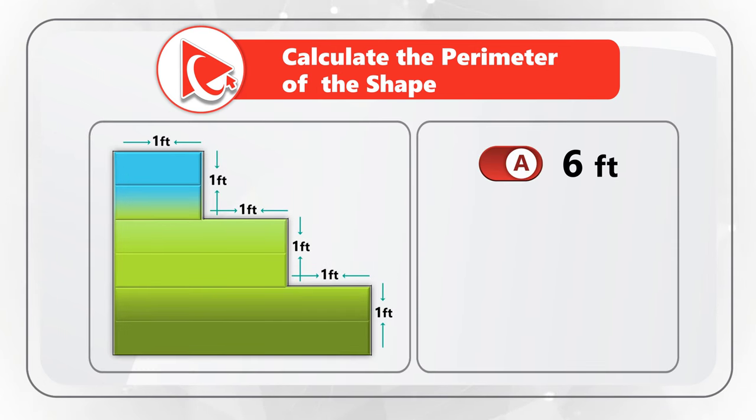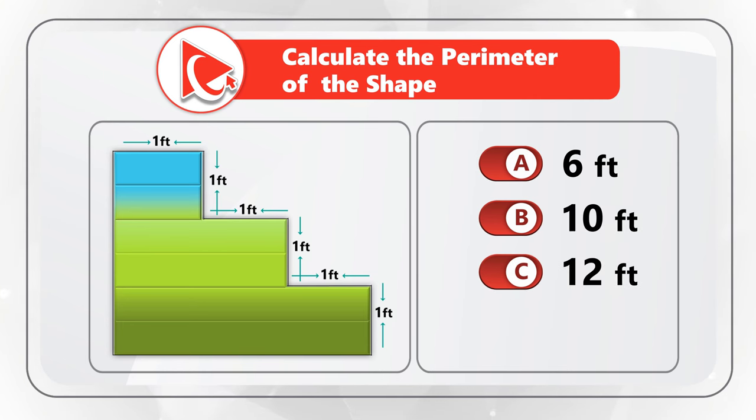Choice A, 6 feet. Choice B, 10 feet. Choice C, 12 feet. And last but not least, choice D, 14 feet. Take a close look to see if you can calculate the answer.